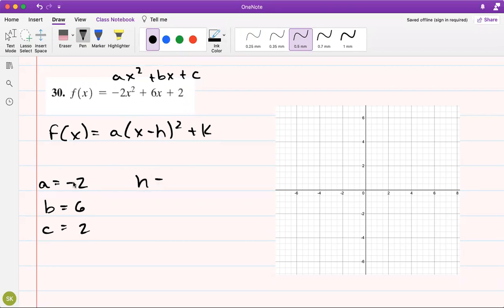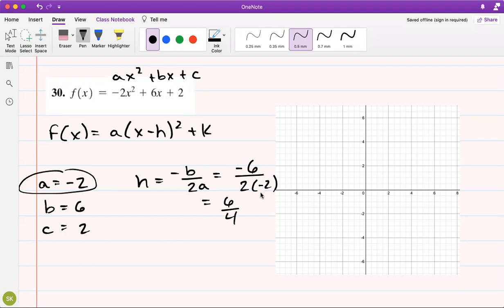To find h, we've already got a. To find h, we do negative b over 2a, which is negative 6 over 2 times negative 2. So negative 6 over 2 times negative 2, which is 6 over 4, negative 6 over negative 4. I just got rid of the negatives, which we can reduce to 3/2, which is 1.5. The reason I want to say 1.5 is that's going to make it easy to graph. So 1.5 is here. So we need the y value. This is the x value though.